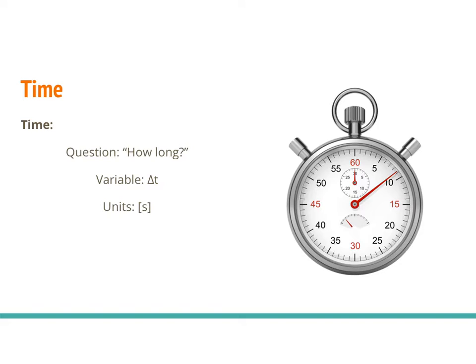Another thing we have to talk about is time. Time is how long it takes for something to happen, and its variable is change in time, or delta t. Because we don't care about time as in it's 2 o'clock today. We care about time as in it's going to take you 15 minutes to watch this video. That is a change in time, how much time has actually passed. And we always want to measure that in seconds.